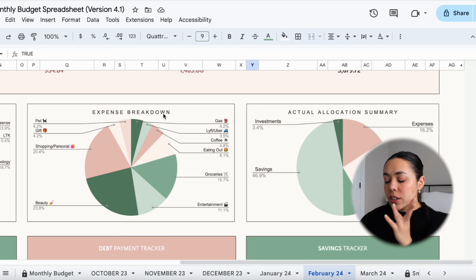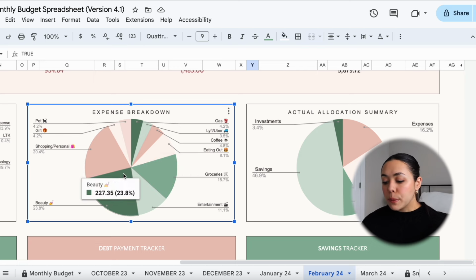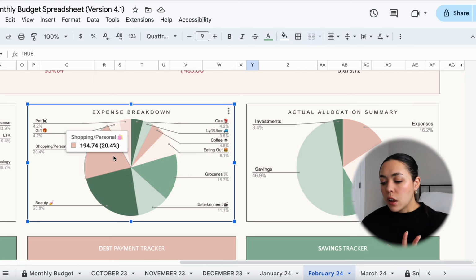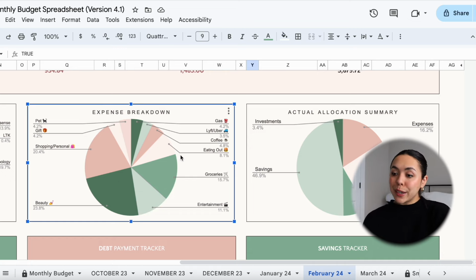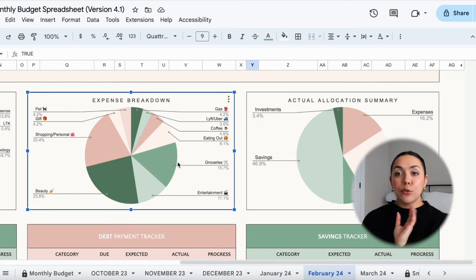Okay, so if you're into pie charts, here's a little expense breakdown of where I spent most of my money this month. Usually my biggest expenses are groceries and eating out, for food. But this month it was beauty and shopping and personal, along with groceries and entertainment. It's always so interesting to see. Okay, and those were my February expenses.